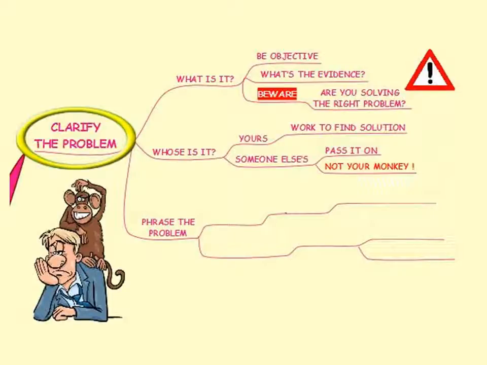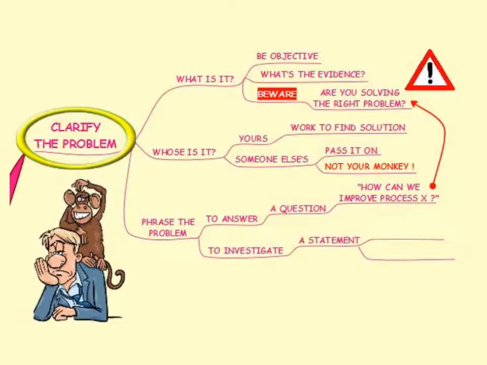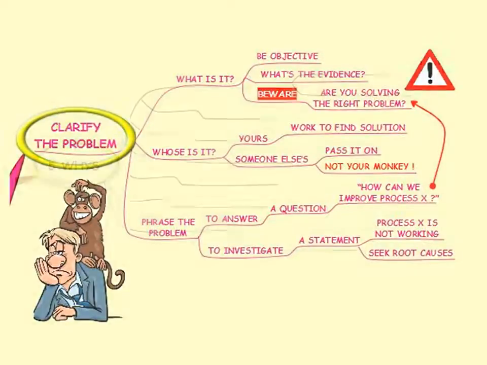The way you phrase the problem can also have an impact on how you deal with it. You could, for example, phrase it to answer a question, such as, how can we improve process X? There could be a problem here that, however, are you really sure that you are solving the right problem? You could phrase the problem, though, in a way to investigate a statement such as process X is not working. From here, you can begin to seek root causes, which might be a better route to take.